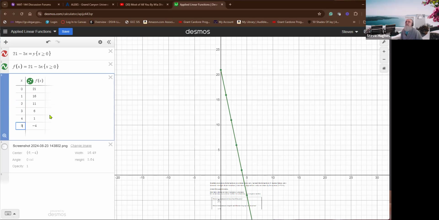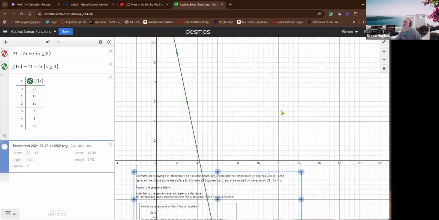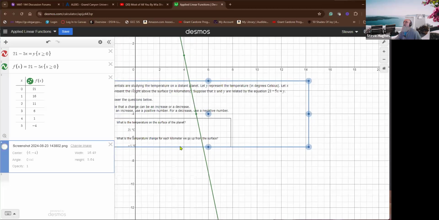As that happens, what happens to the temperature? The temperature is Y, or F of X. The temperatures are going down by 5. So when it says on our statement, what is the temperature change for each kilometer we go from the surface? It is -5, because it's decreasing by 5 each time. Therefore, that's the rate of change.